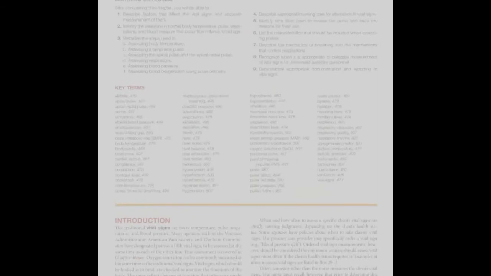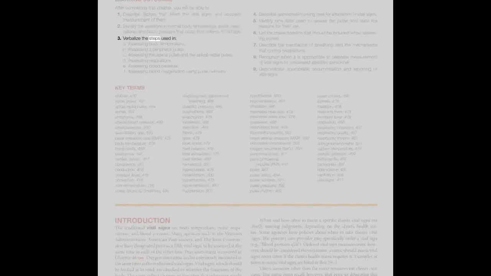Learning outcomes. After completing this chapter, you will be able to: 1. Describe factors that affect the vital signs and accurate measurement of them. 2. Identify the variations in normal body temperature, pulse, respirations, and blood pressure that occur from infancy to old age.